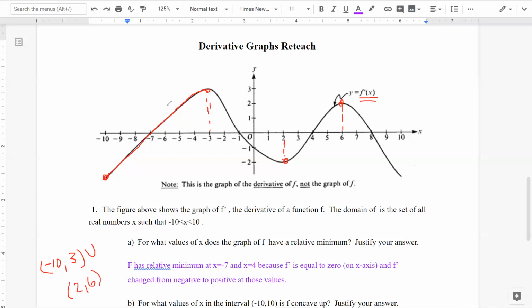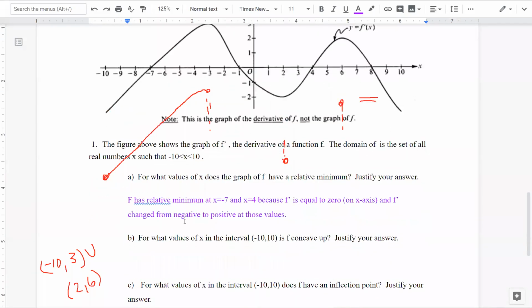All right. Now let's go down and let's actually do some writing here. So once again, I'm going to use the same sentence frame as before. So, in this case, f is blank on the interval blank because f prime blank. All right, so let's see. This is how I'd start. I'd start by just making a statement about f and justifying it with f prime.